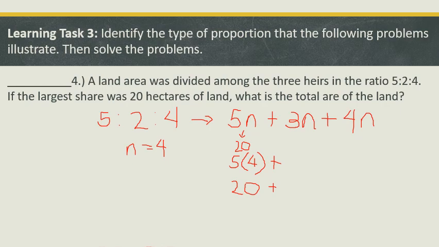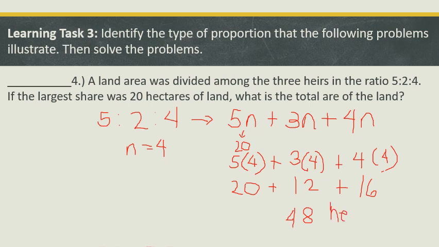So, ipapalit natin doon sa dalawa pa. So, 2 times 4 is 8. Then, 4 times 4 is 16. So, ano po ang total nito lahat? So, yung 20 plus 8 plus 16 is 44. So, ibig sabihin, there are 44 hectares of land. So, ito po ay, yung nakikita nyo yung 5 is to 2 is to 4, ito po ay partitive. So, nagpaparte.